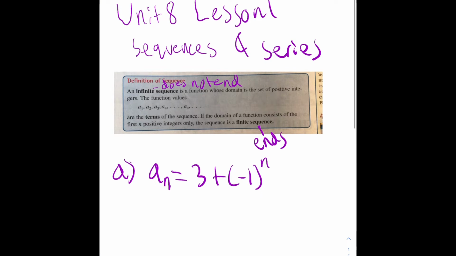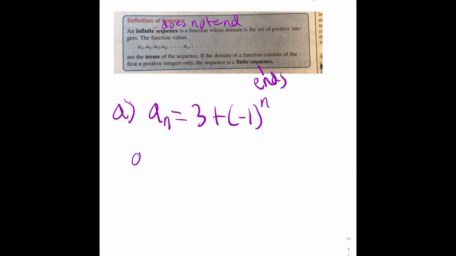So if we were to look at, say, the function, let's call it a sub n equals 3 plus negative 1 to the n power. Again, I would try to find the first term, the second term, the third term, the fourth term, and the fifth term. So what I'm going to do is go through, and every time I see an n, I'm going to plug in a 1.